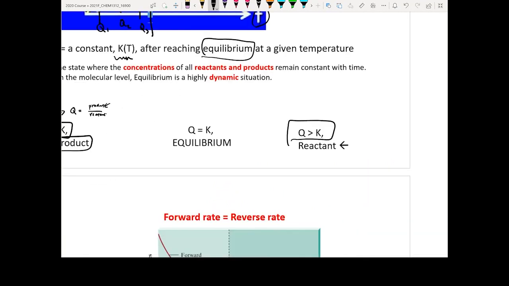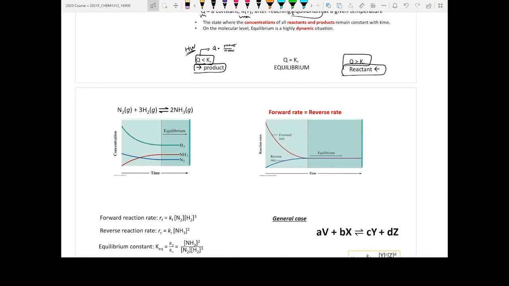If your Q is larger than K, that means you have too much product. You want to bring the product back to reactant. So the reaction is going to move toward the reactant side. Okay, so this is the first type of question you're going to encounter for chapter 12. Then we need to move to the second one.